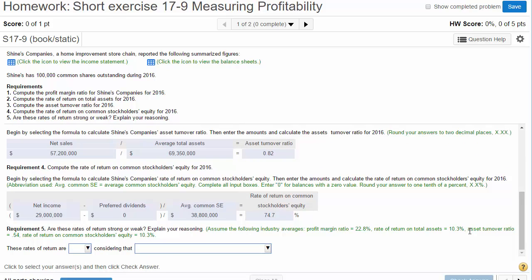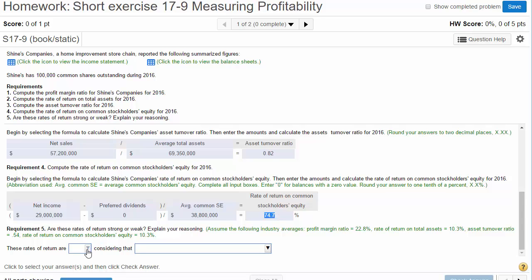So that's good. Asset turnover ratio is 0.54. Ours is 0.82. Remember, this means for every dollar of assets, we're generating 82 cents of sales. And ours is getting close to doubling that. So that's really good. Rate of return on common stockholders' equity for the industry average is 10.3. Ours is crazy high at 74.7.